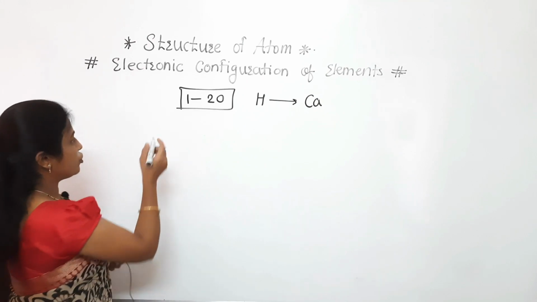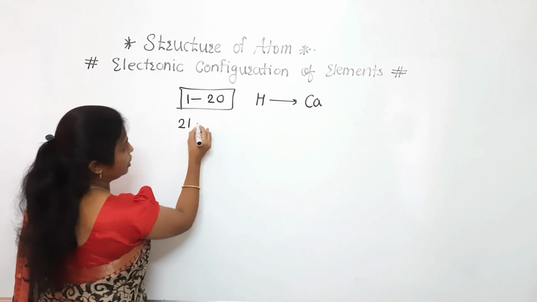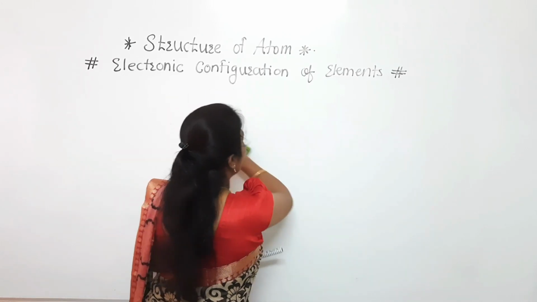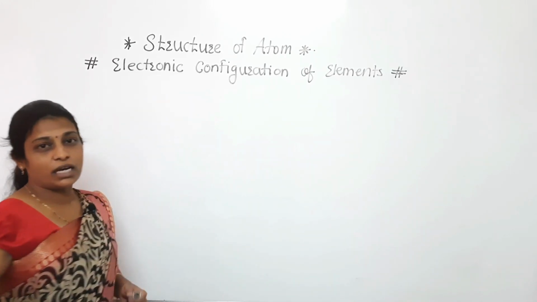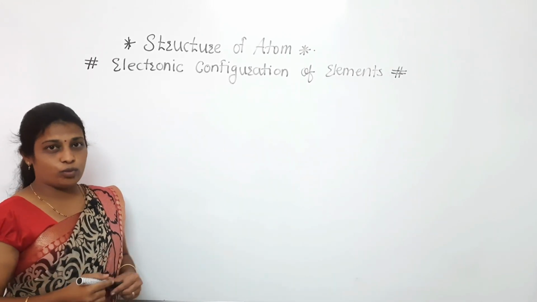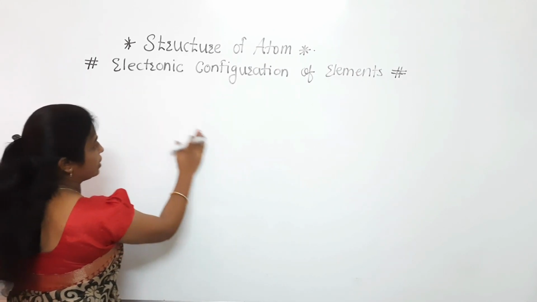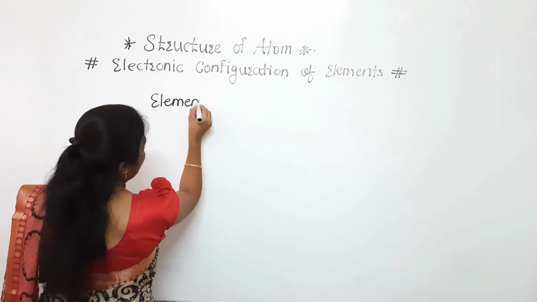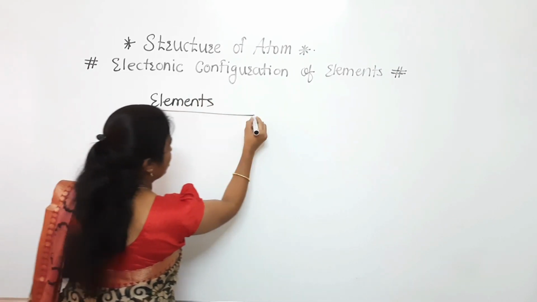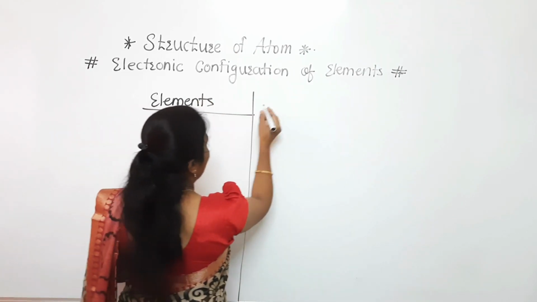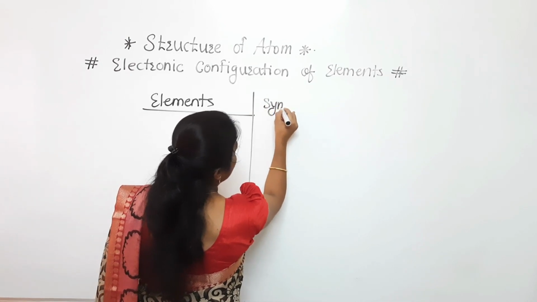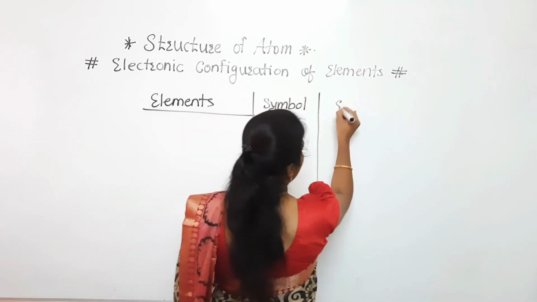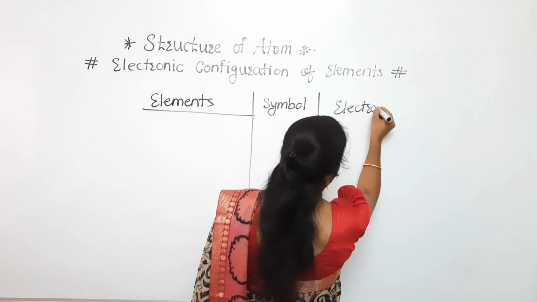In this class, we are going to discuss how to write the electronic configuration for atomic numbers 21 to 30. Let's start. Hope you have already completed the above principle in your notebook. According to that concept only we are going to start. So again we have to draw columns, as last time also we have drawn. Here also we are going to write the elements, after that the symbol, and lastly the electronic configuration.